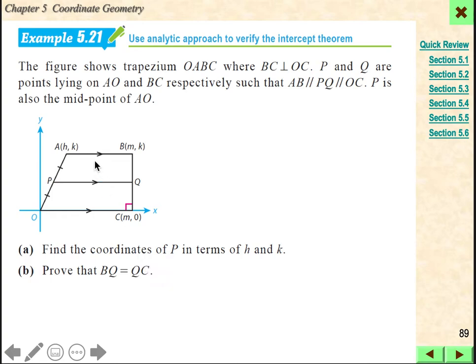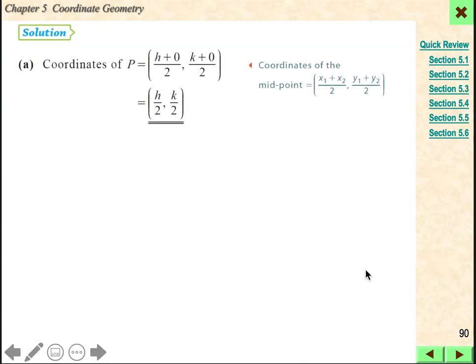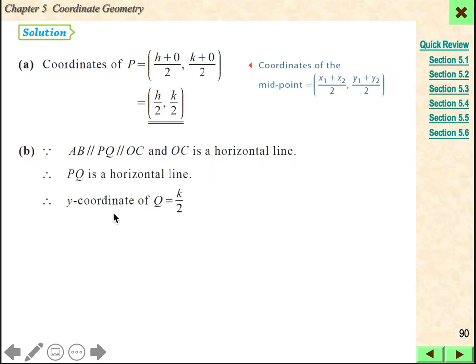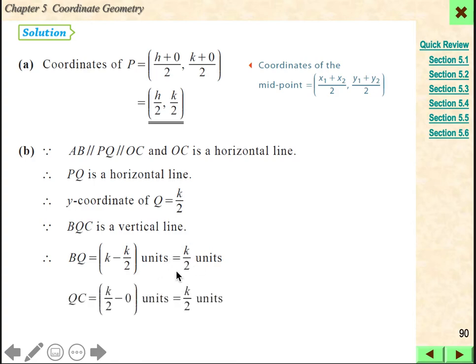If you remember, you have the intercept theorem, so that you can find it. But if you are going to do it by using the rectangular linear plane, let's say this one horizontal, y coordinate of Q, and then BQC is a vertical line, and BQ will be this unit, so QC will be this unit, so they are the same. If you forget, you can just refer to the previous page.